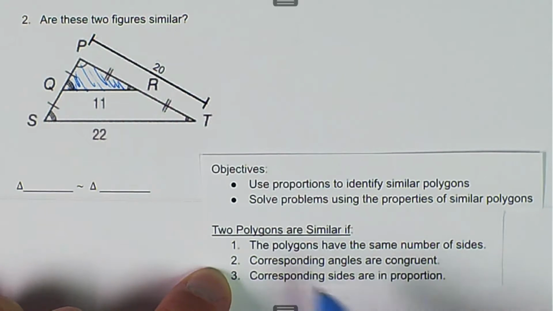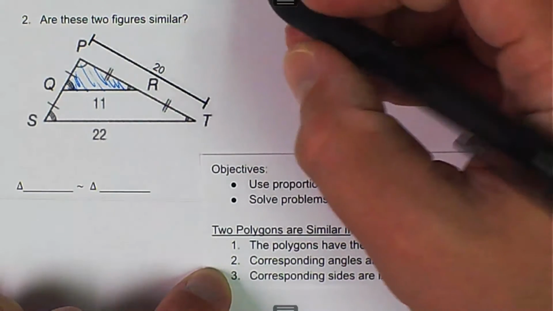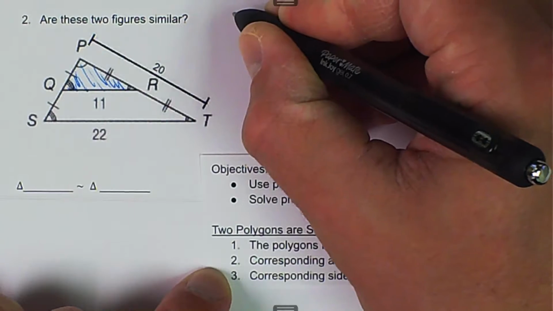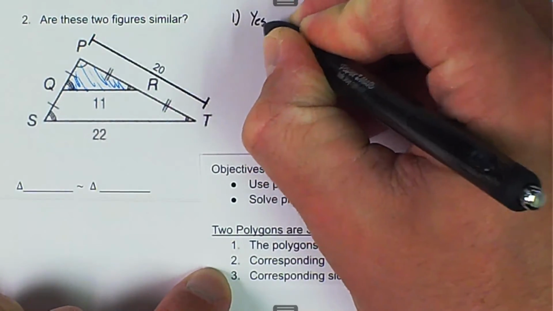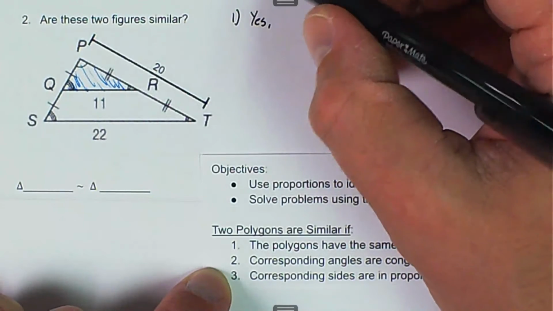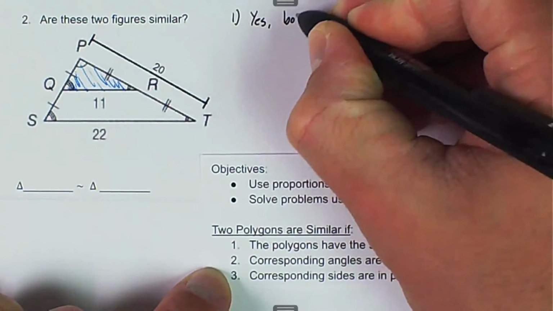So first thing we have to check, do they have the same number of sides? So 1 is going to be yes, both polygons are triangles.